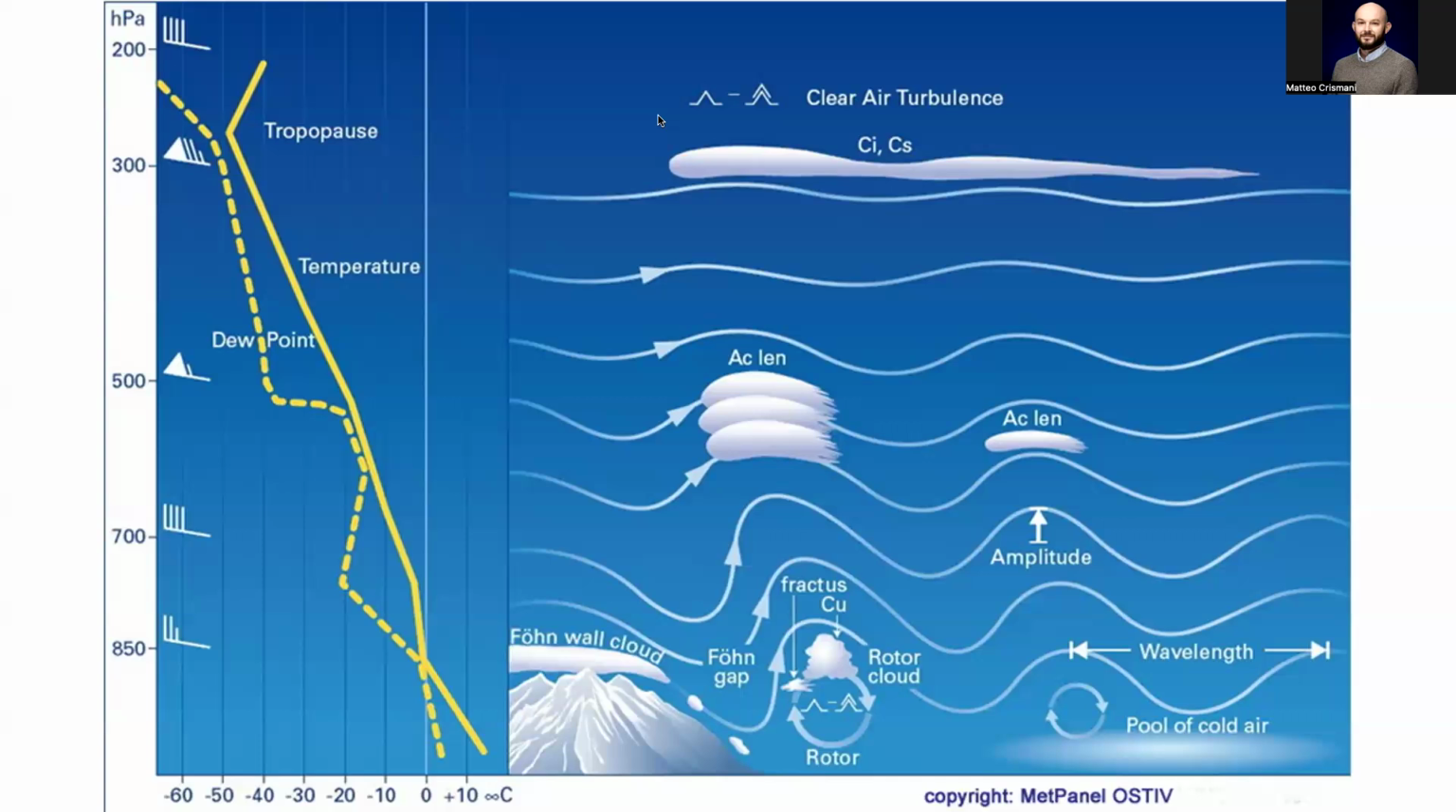Why is the dew point line, why does it come back to the right? Why does the temperature increase here? Yeah, right there. Why does that happen?